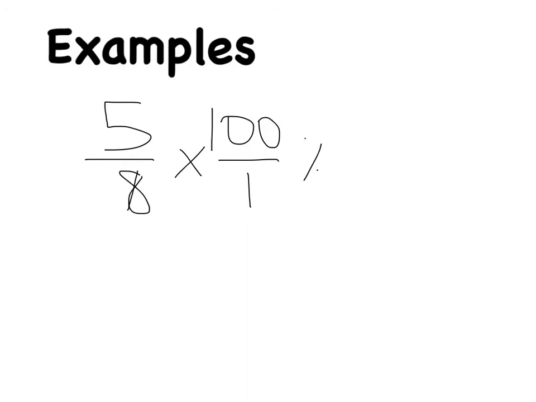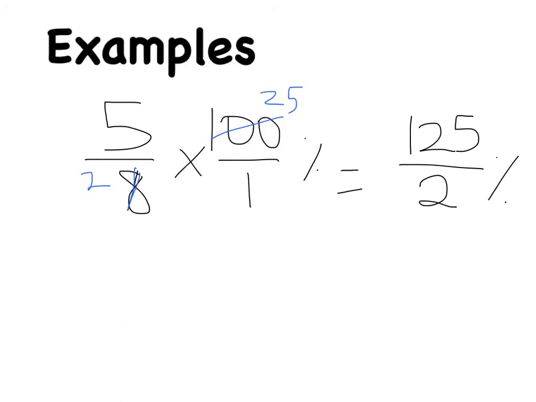Okay, let's try half of 8. 4. 4 goes into 8. Yep, okay, so my answer is 4. 4 goes into 8 twice and goes into 100 25 times. So I come out with an answer of 125 on 2%.